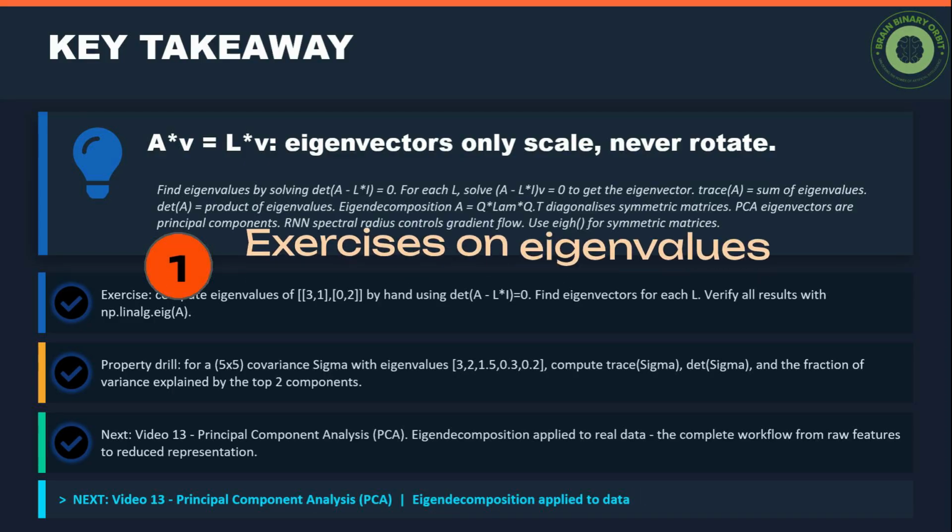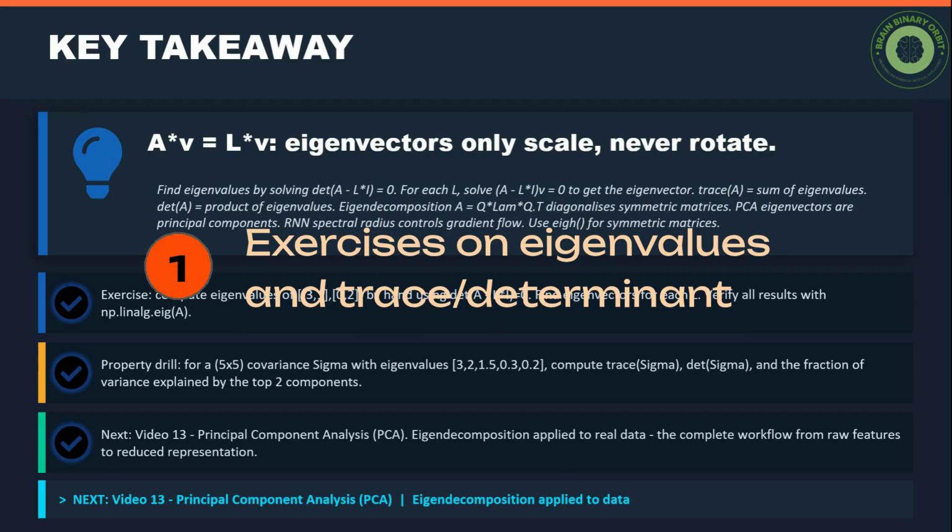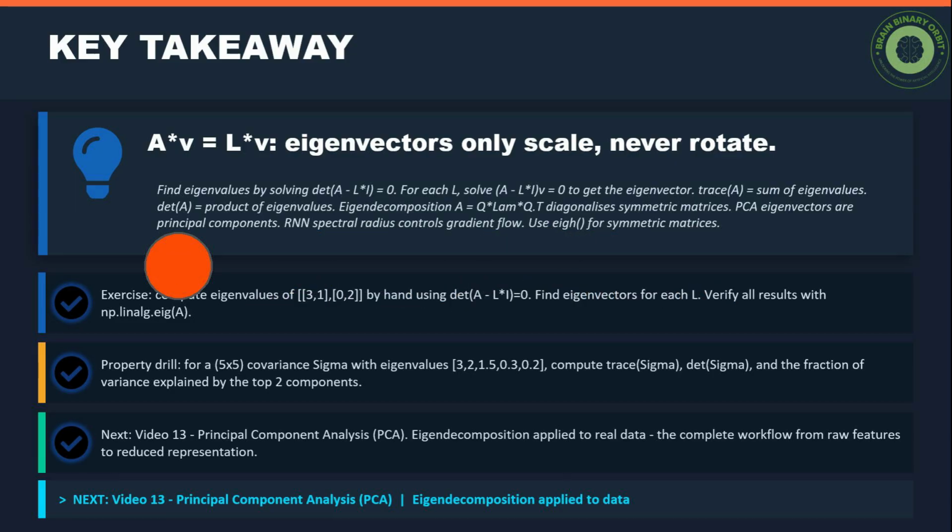2 exercises. Compute eigenvalues of [3, 1; 0, 2] by hand, then verify with np.linalg.eig. Then for a covariance matrix with eigenvalues 3, 2, 1.5, 0.3, 0.2, state the trace, determinant, and fraction of variance in the top 2 components.